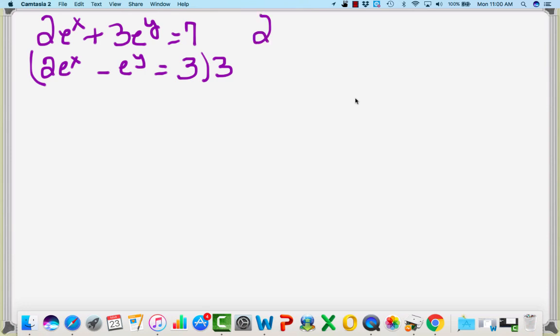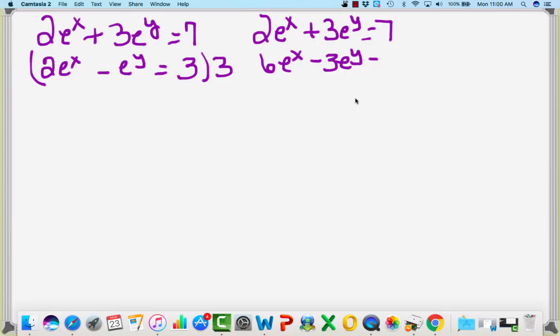So keeping the first equation, 2 e to the x plus 3 e to the y equals 7, now I'm going to have 7 e to the x minus 3 e to the y equals 9. Now, if I add those two equations together, I get 8 e to the x. Those 3 e to the y terms are going to cancel, equals 16.